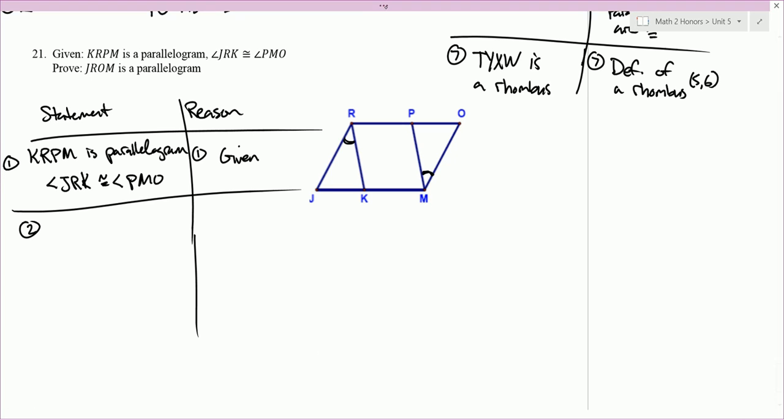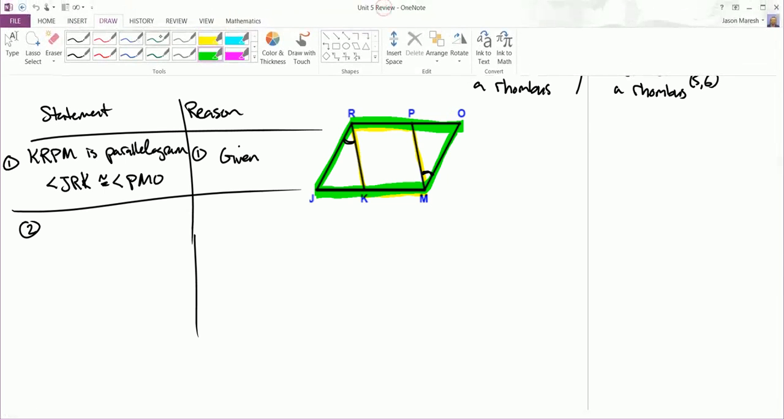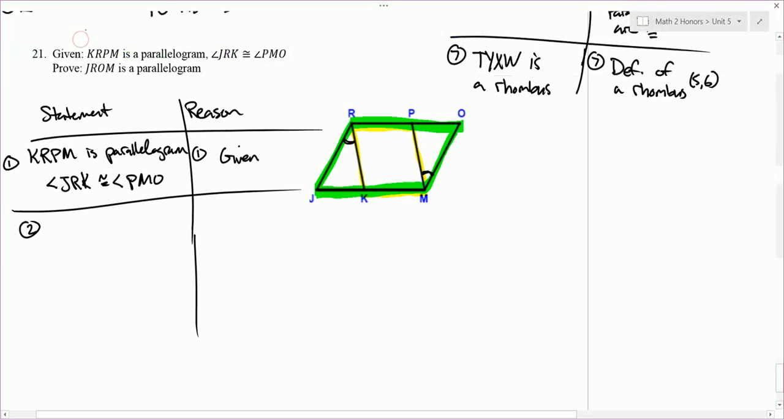So here we would like to show, and I'm going to highlight it, we're given KRPM. So this part right here is in fact a parallelogram, and we want to show that this part is a parallelogram that I'm highlighting in green. And to show something's a parallelogram, we need to show that opposite sides are parallel. Well, first of all, we can say that JM is parallel to RO.